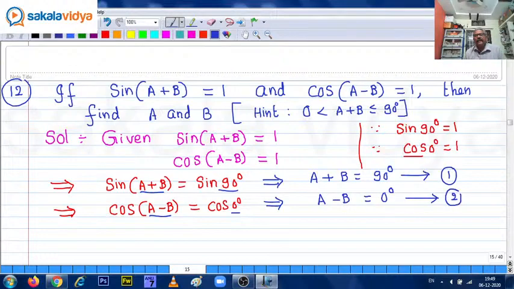Solving 1 and 2, we get the values of a and b. Please give a tough question. Definitely I will discuss the tough questions. First, let me discuss the basic questions. This is the level of board examination. After that, definitely we shall discuss tough questions.